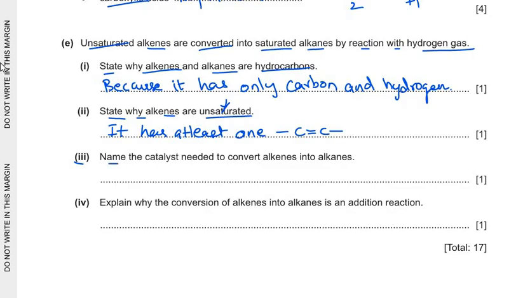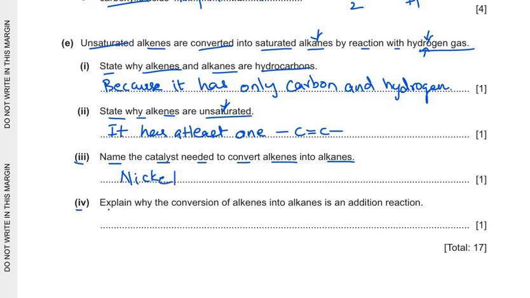Now the third part is name the catalyst needed to convert alkenes into alkanes. That is, the reaction of alkenes with hydrogen is going to produce alkanes. Now the catalyst needed here is nickel catalyst.